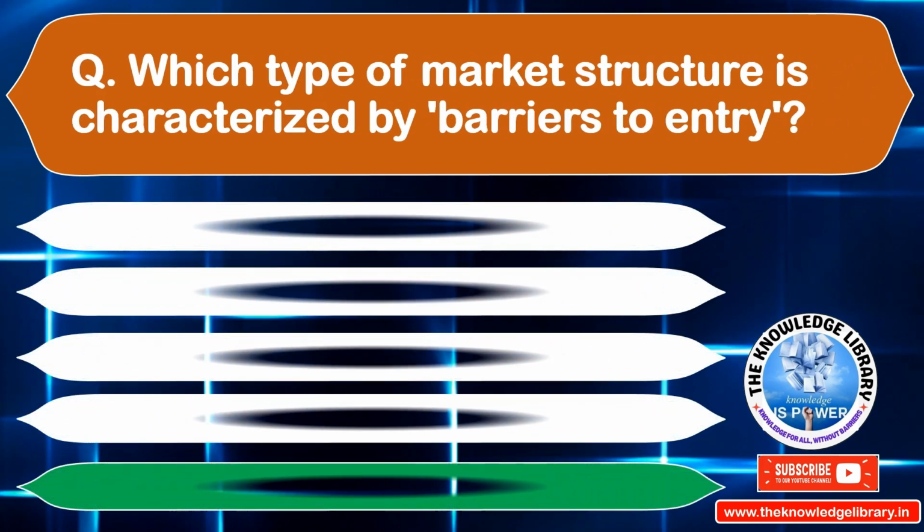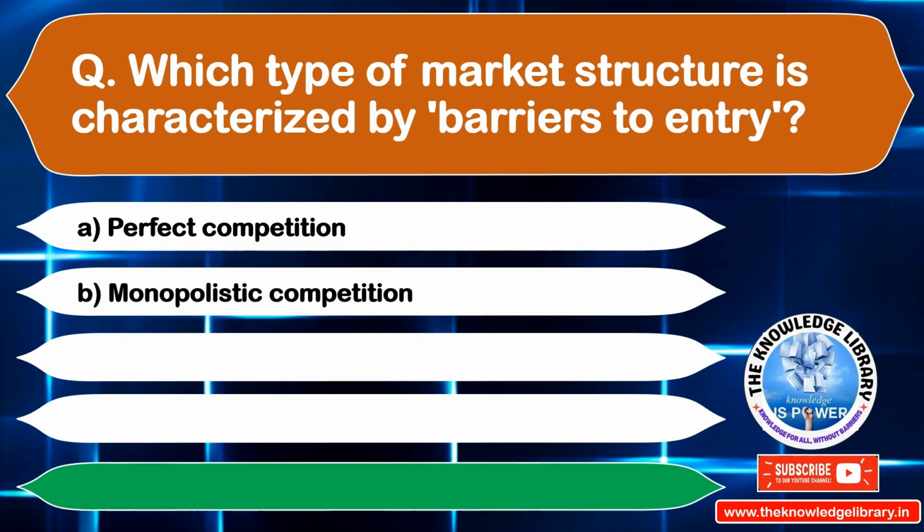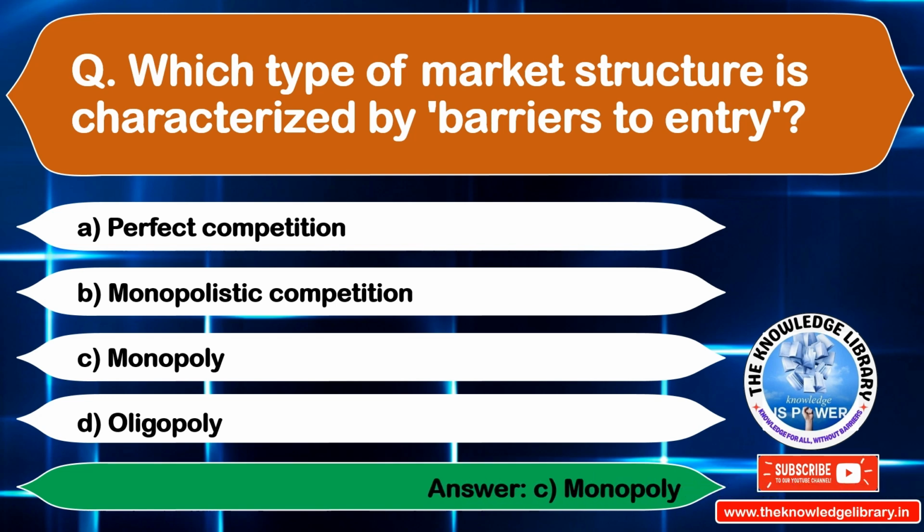Which type of market structure is characterized by barriers to entry? Option A, perfect competition. Option B, monopolistic competition. Option C, monopoly. Option D, oligopoly. The correct answer is option C, monopoly. Move to the next question.